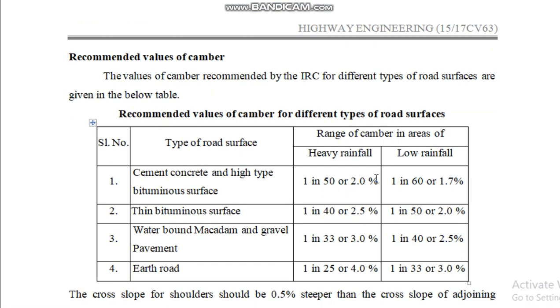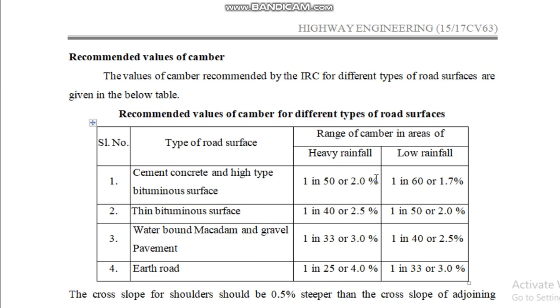If you are going for cement concrete or high type bituminous pavement surface, and if the project area is under heavy rainfall condition, then the camber will be 2%. If it is a low rainfall area, you can reduce this up to 1.7% also. But when it comes to thin bituminous surface, the minimum value of this camber is 2.5% in heavy rainfall conditions, and it is up to 2% in low rainfall conditions.